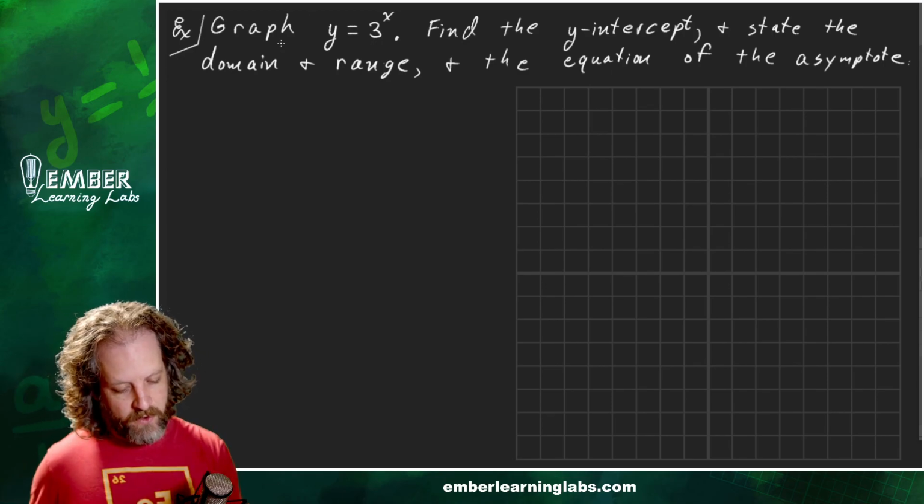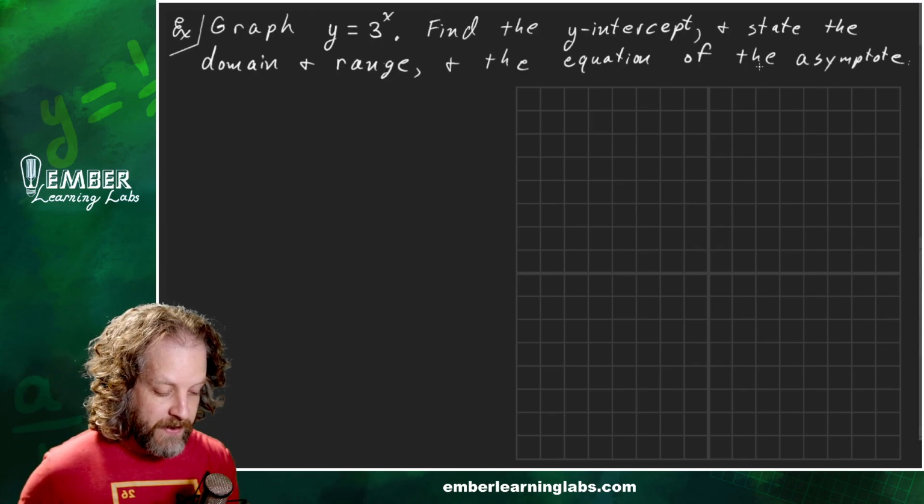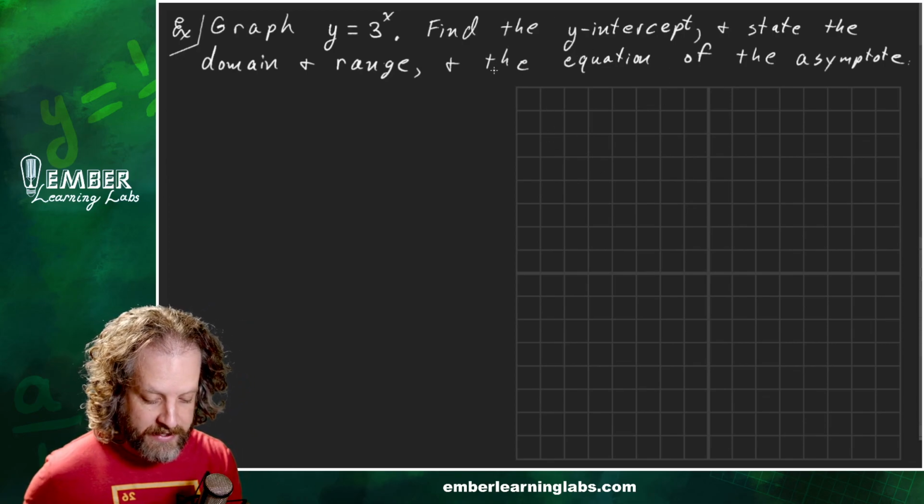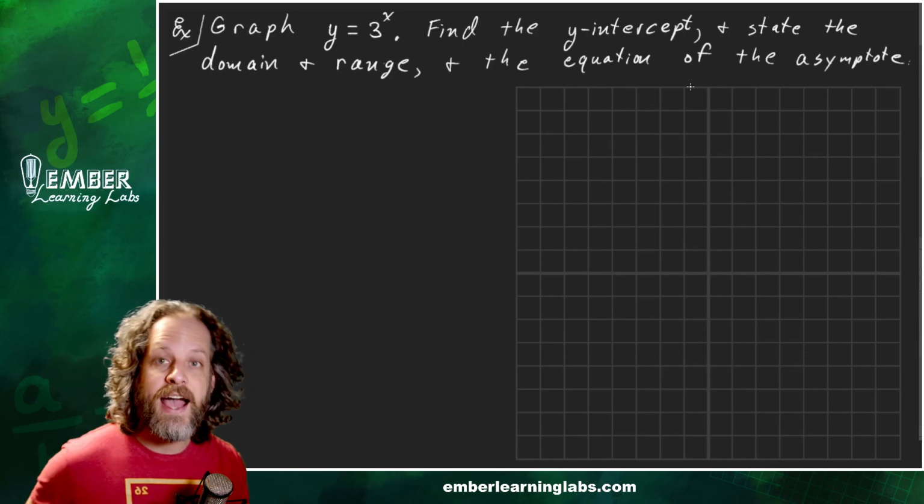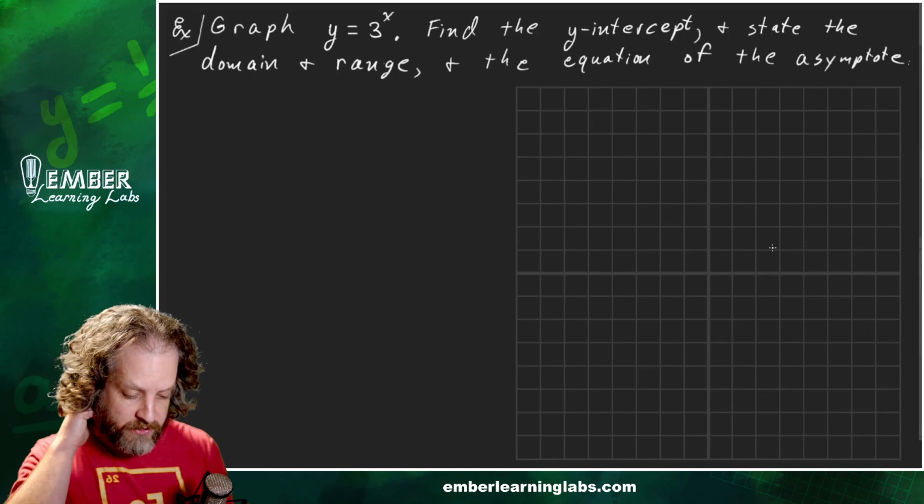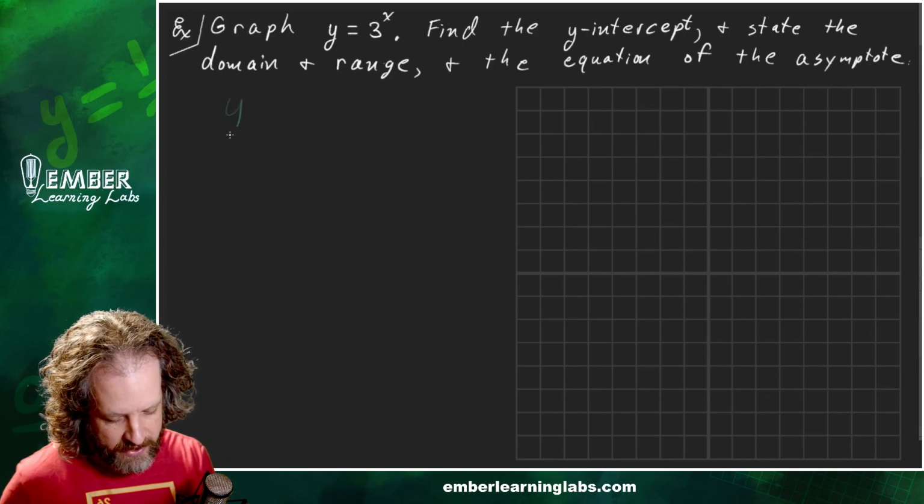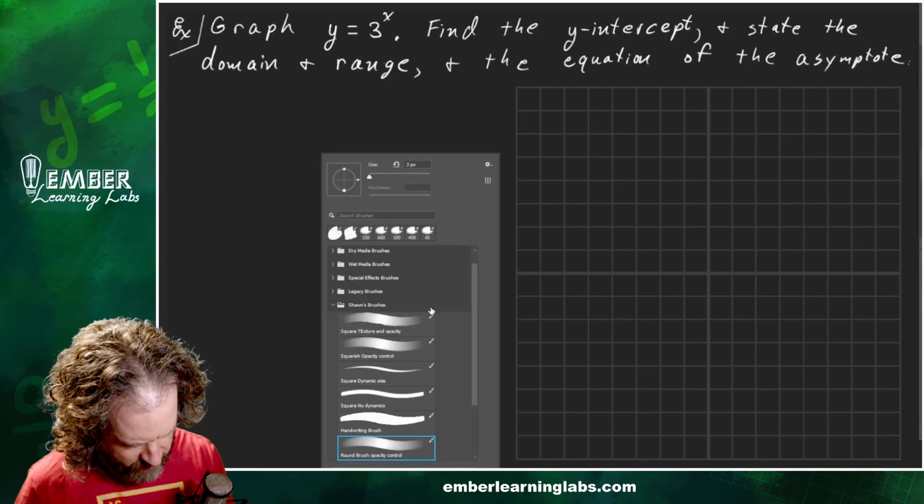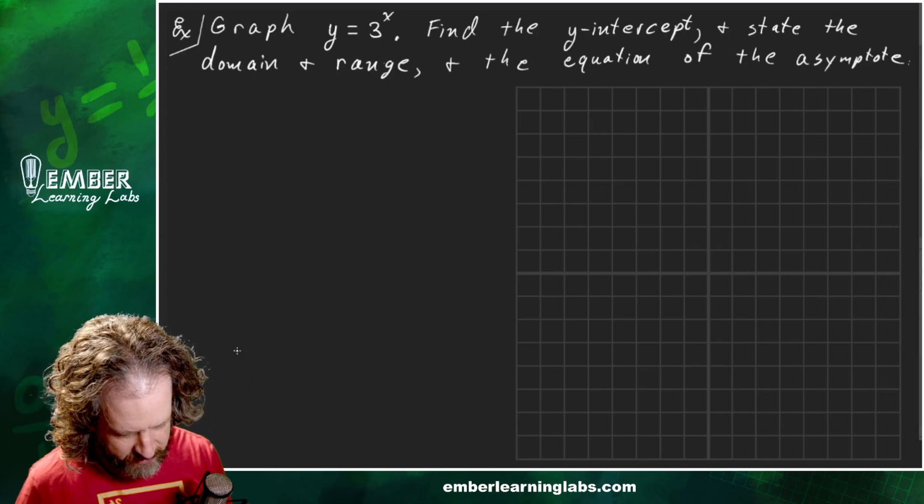So we're going to graph y equals 3 to the x. We're going to find the y-intercept, where the graph crosses the y-axis, and state the domain and range, and the equation of the asymptote. So where does it get closer and closer to? For this, we're going to learn a technique that it's important to think about. I think I've changed the wrong brush. I have, in fact.